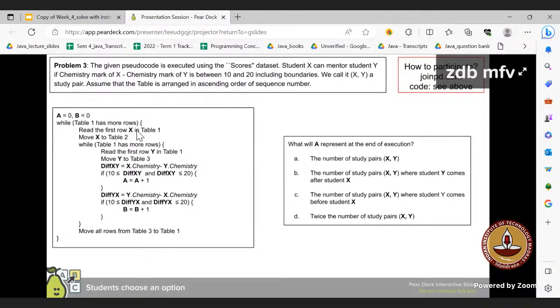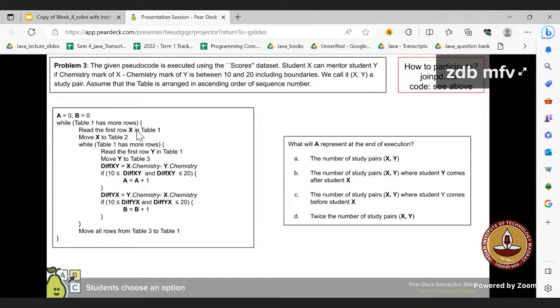While table 1 has more rows, that means whether you have more rows in your data set, you will read the first row, and after reading the first row you are moving it to some other table. So first row won't be there in table 1, it will be moved to table 2. In the second iteration, the second row will become the first row, and that will be read and moved to table 2. So basically outer while loop is for iterating over all the cards of your course data set.